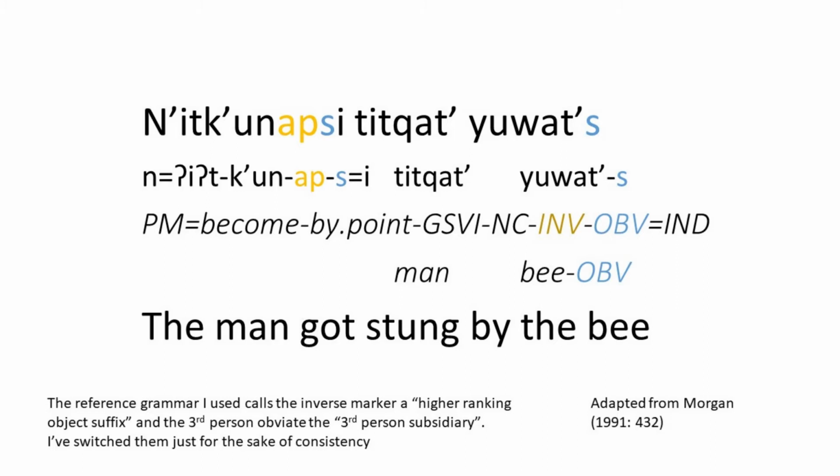It's generally assumed that humans do things to animals and not the other way around. Obviously though, sometimes the animal will be the one acting on the human. When this happens, the verb takes an up suffix called the higher ranking object suffix to show that the object of the verb ranks higher than the subject in the person hierarchy. Basically a kinda inverse marker.